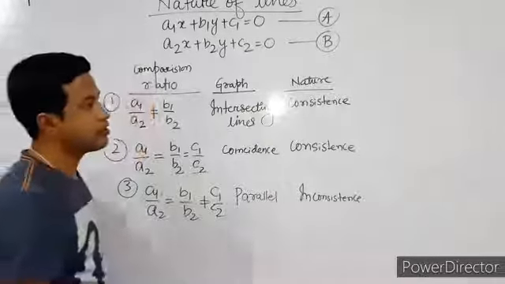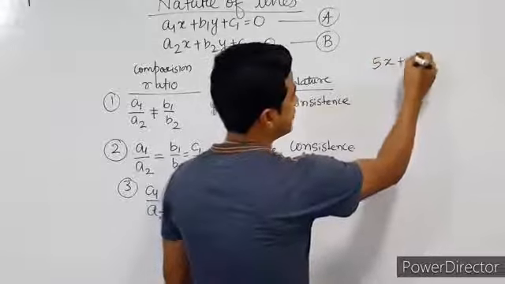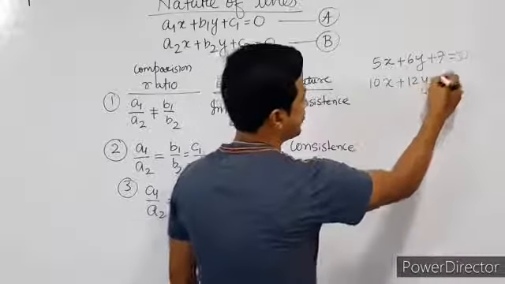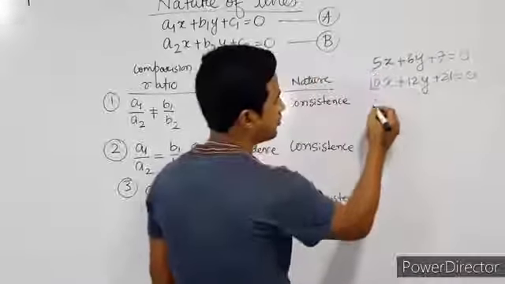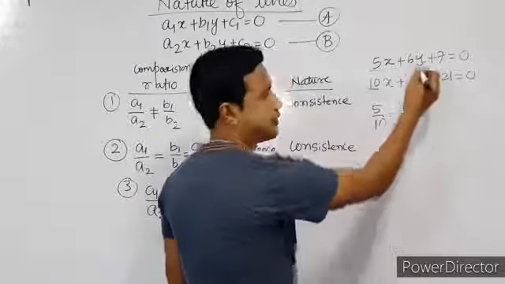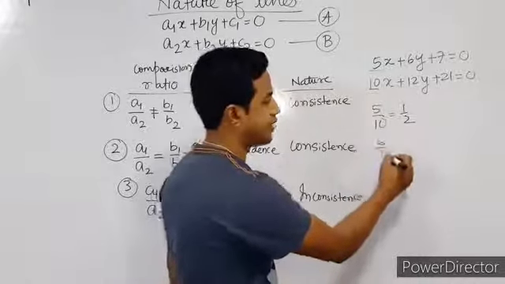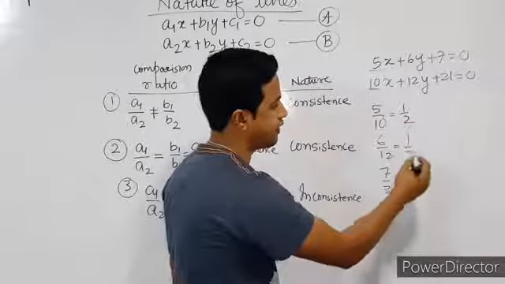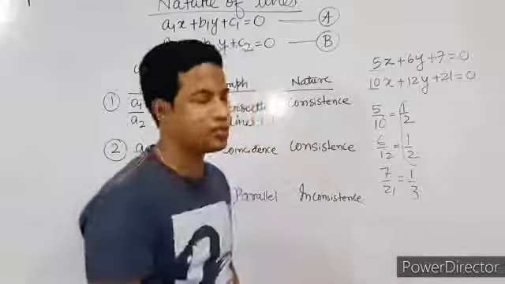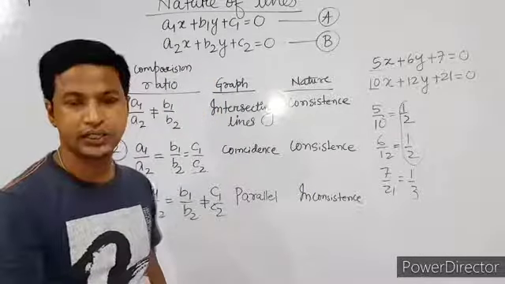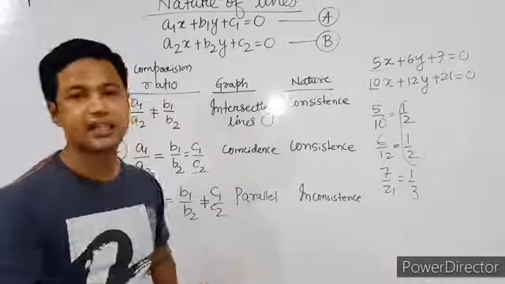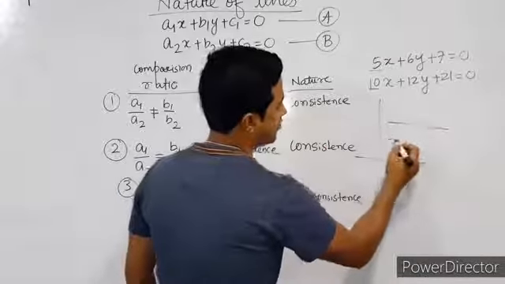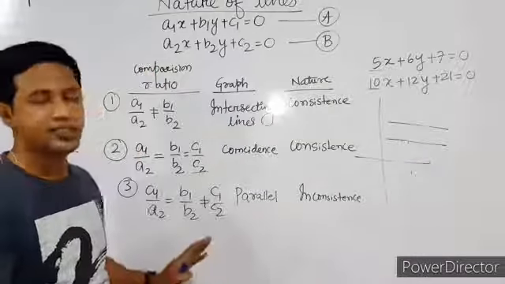So let us take an example. Suppose 5x plus 6y plus 7 is equal to 0, and 10x plus 12y plus 21 is equal to 0. So a1 by a2, 5 by 10, we got 1 by 2. Then b1 by b2, that is 6 by 12, that is 1 by 2. And the third one, c1 by c2, 7 by 21, we got 1 by 3. Here you identify a1 by a2 is equal to b1 by b2 and not equal to c1 by c2. So what does it mean? Our lines are parallel lines. When I plot the graph, this is my first line and this will be my second line. These are the 3 cases.